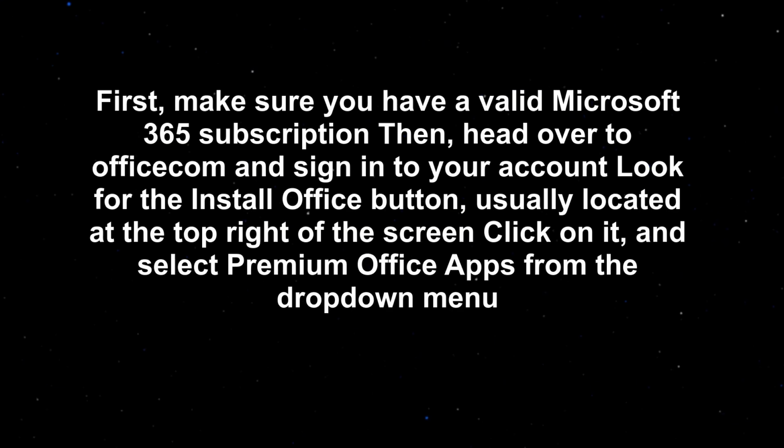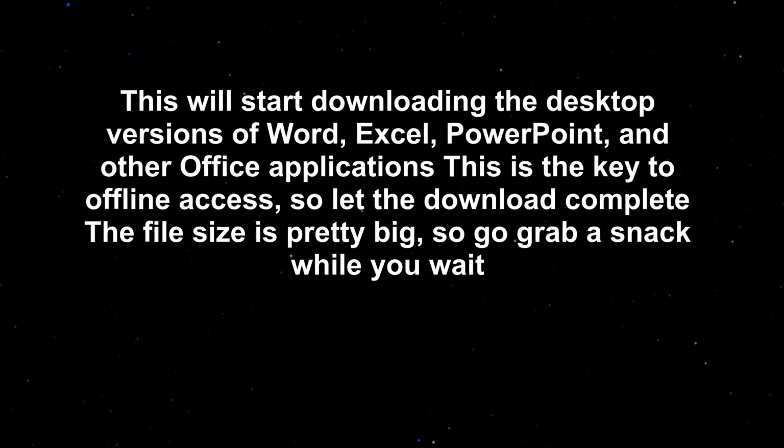Then, head over to Office.com and sign into your account. Look for the Install Office button, usually located at the top right of the screen. Click on it and select Premium Office Apps from the drop-down menu. This will start downloading the desktop versions of Word, Excel, PowerPoint, and other Office applications.